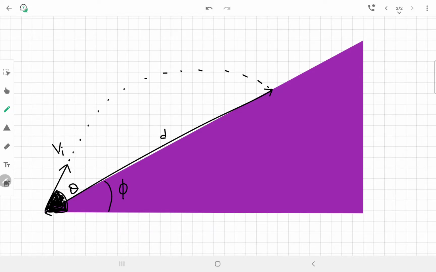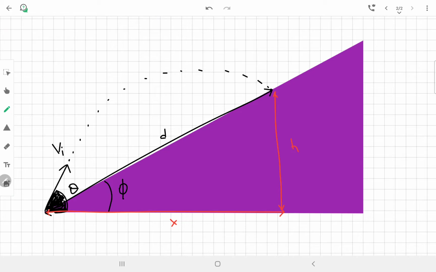We can solve this problem by two methods. The first one is the standard method. First of all, we can find the horizontal displacement x, and then you can find this height h, and d, with the help of Pythagoras theorem: x squared plus h squared will be equal to d squared. So you can solve in this way.